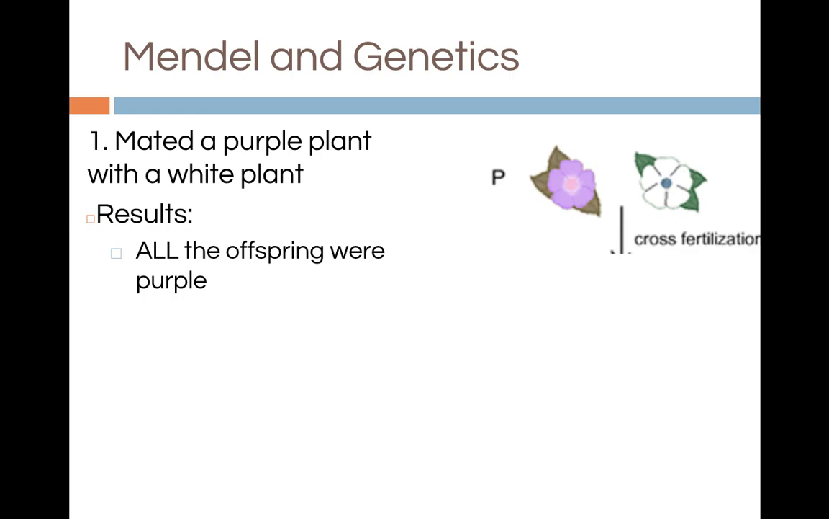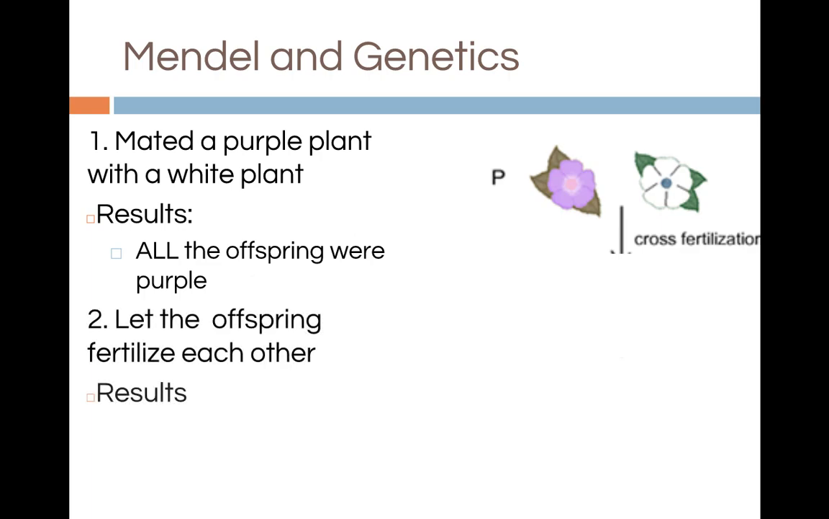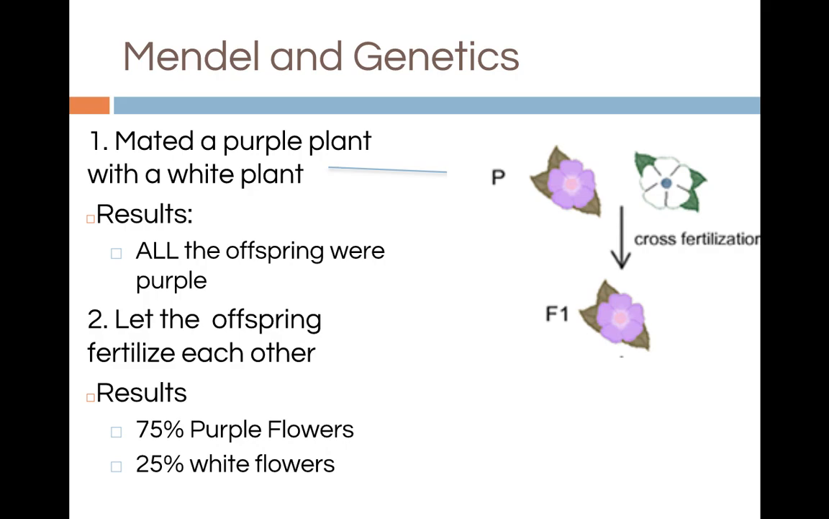And then all these purple offspring, if he let them self-fertilize, because sometimes plants can do that, but it's still two gametes coming together, the results, and again, these are the offspring of these two plants up here, were 75% purple flowers and 25% white flowers. So if you look, here's just a visual representation.